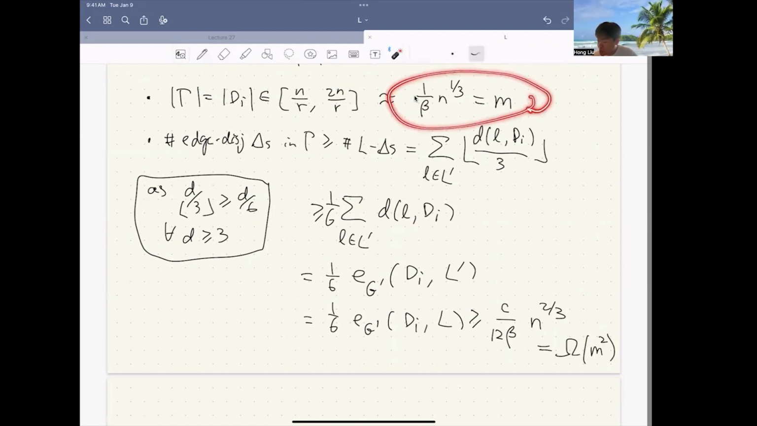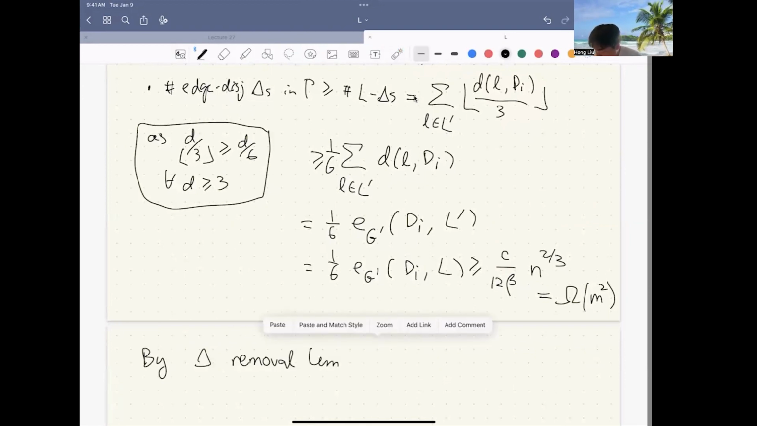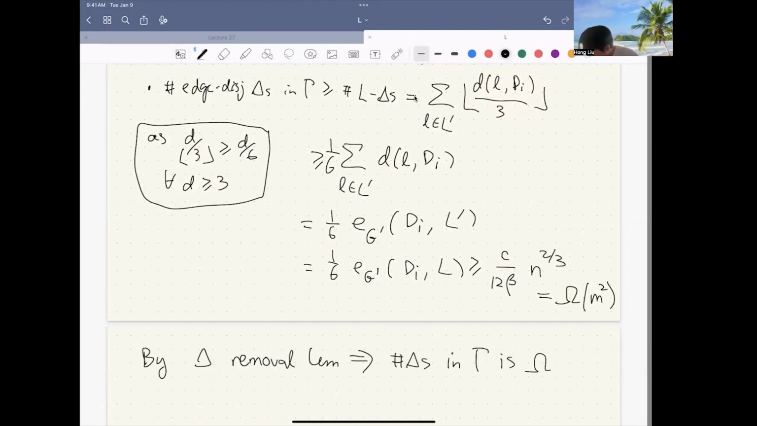So what do we know? By the triangle removal lemma, we get that the number of triangles in gamma is actually positive density. So it's big omega of m cubed. That's what we conclude.